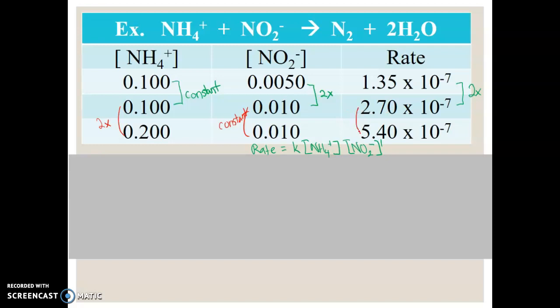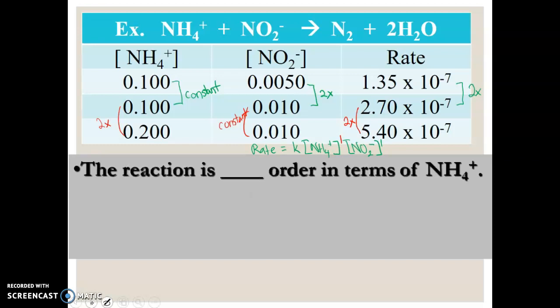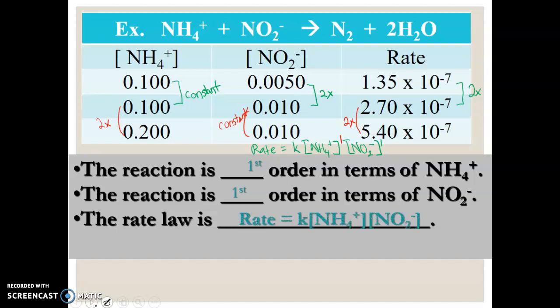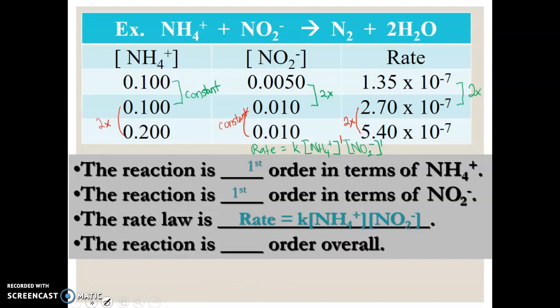And then here to here, this is also doubling. So this is also first order. So the reaction is first order in terms of the ammonium ion, and the reaction is also first order in terms of the NO2 minus ion. So the rate law is equal to K times the concentration of the ammonium ion times the concentration of the NO2 minus ion. And the reaction order overall, 1 plus 1, gives us second order.